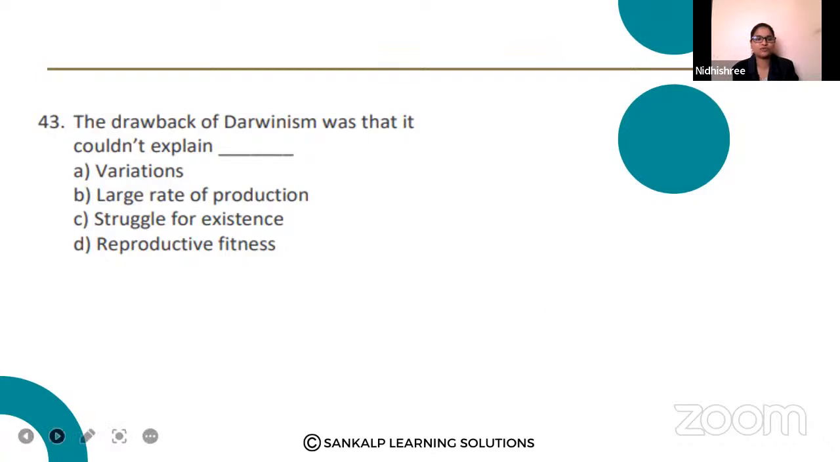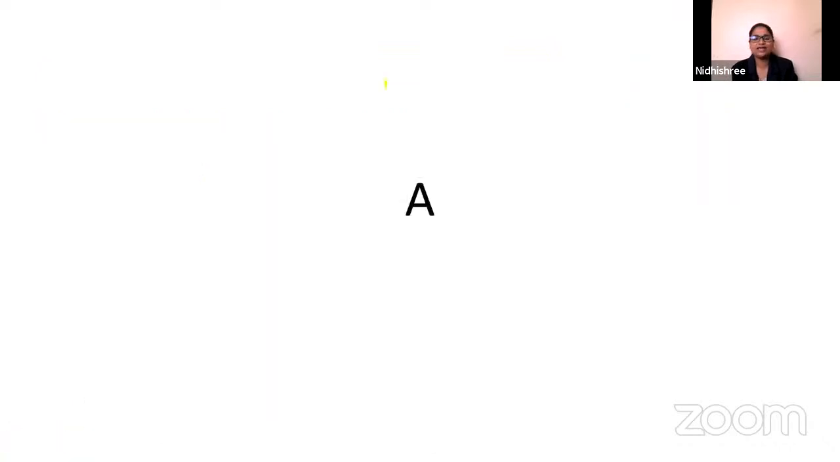The right answer is option A, that is variations. Fine. Now, let us move to the next question.